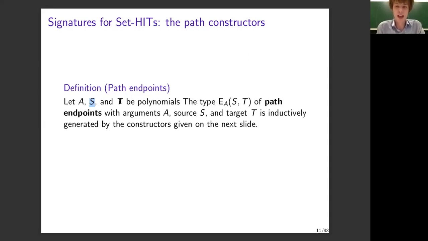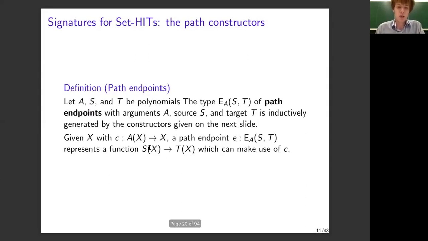And the reason for that is that such a path endpoint will represent a function like this. So if we have a path endpoint of type EAST, then on a type with a function AX to X, it represents a function like this, which can make use of C. And to make such functions composable, the source and targets must match. So for that reason, we also let the target depend polynomially on the higher inductive type being defined.